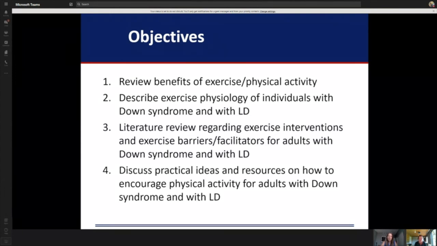Finally, the last part of this presentation will be dedicated to practical solutions. So that's from what we know to what we can do, and how to encourage physical activity for adults with Down syndrome and with learning disabilities. So without further ado, I'm going to get started with the review of the benefits of exercise and physical activity.